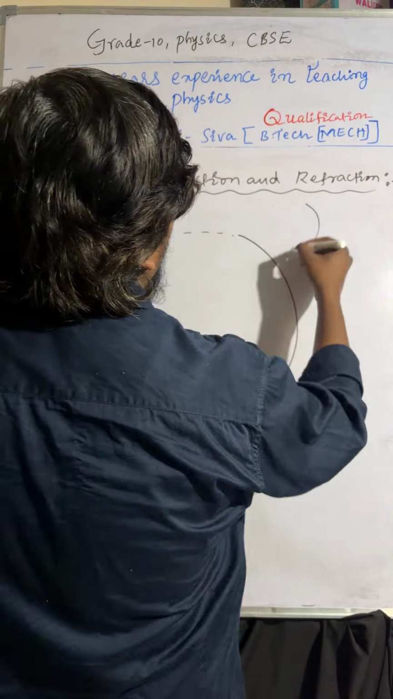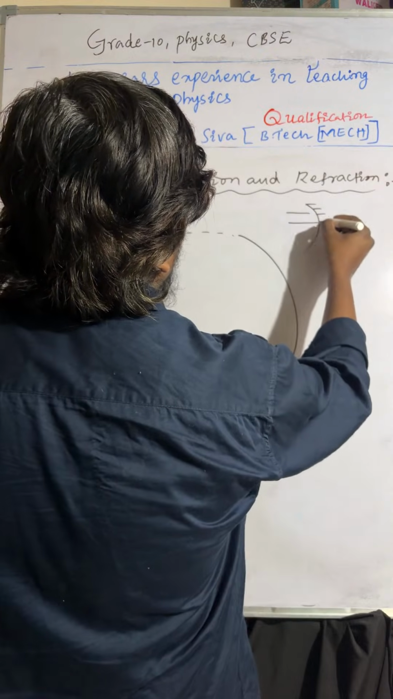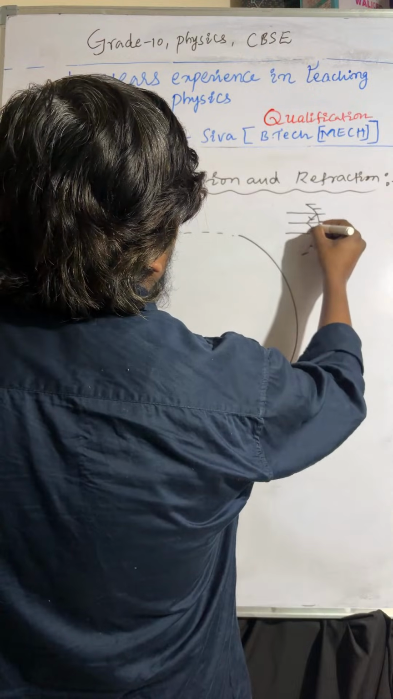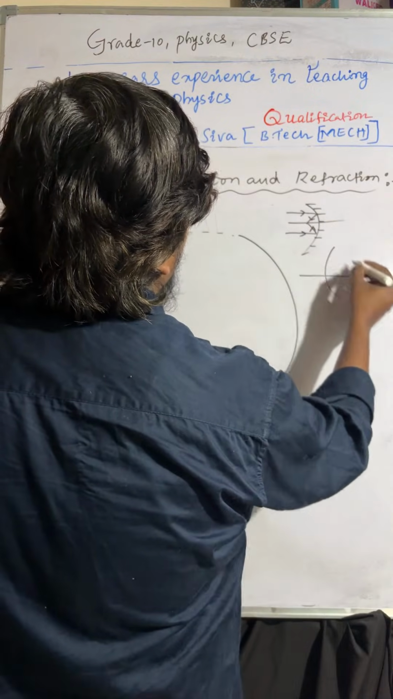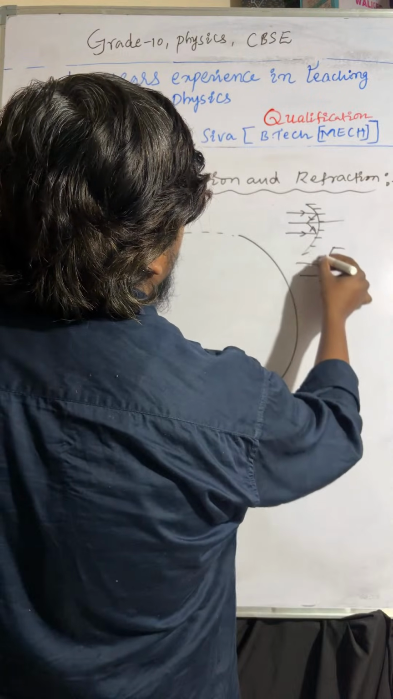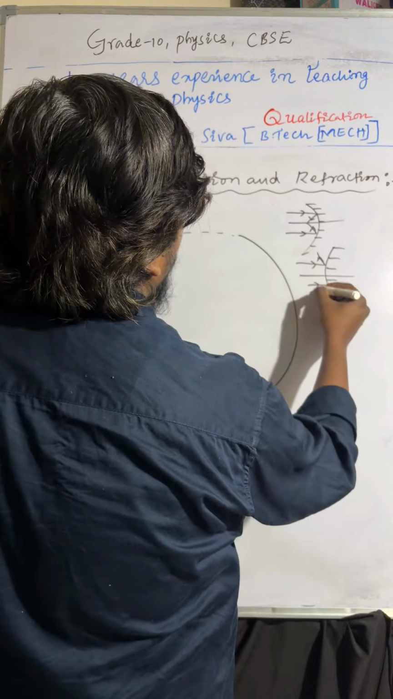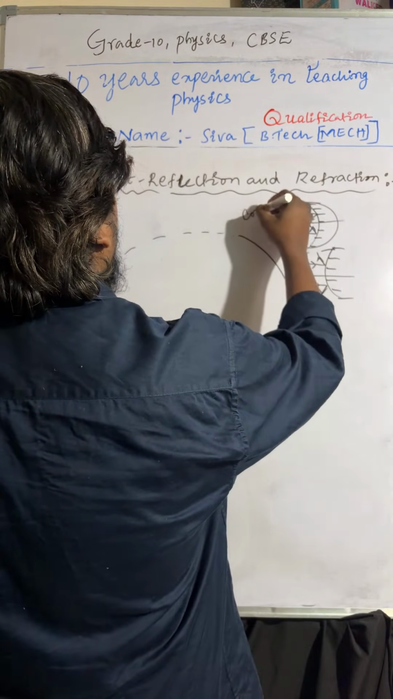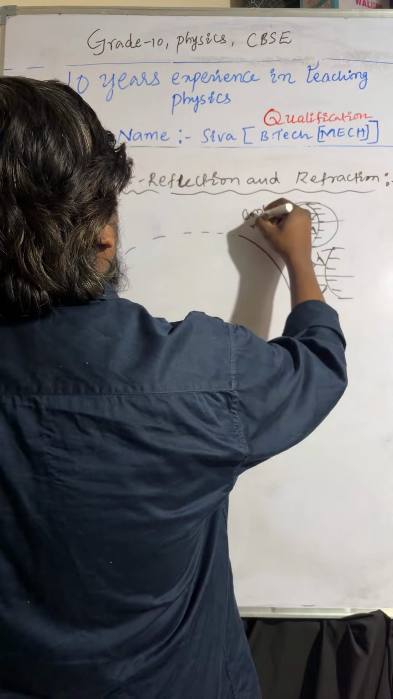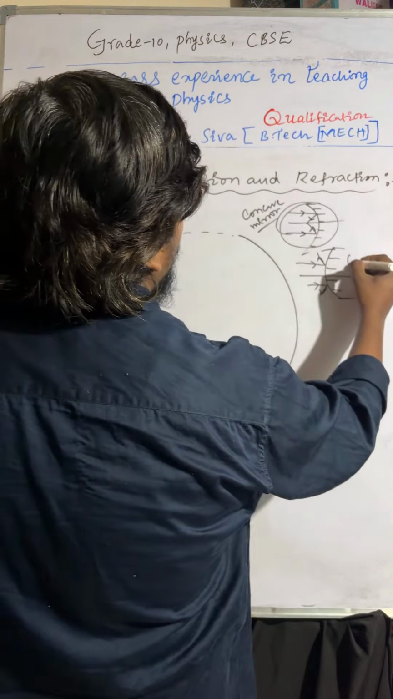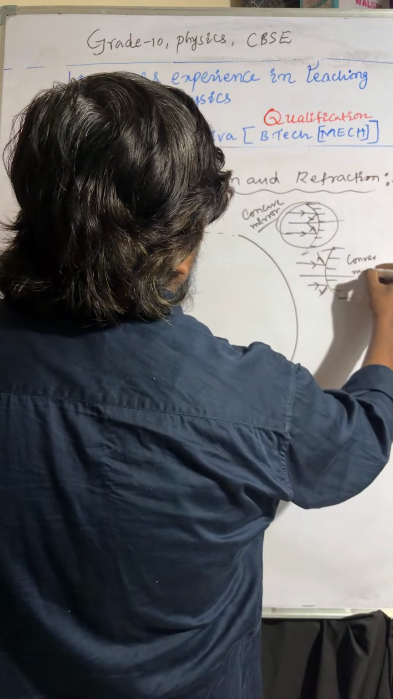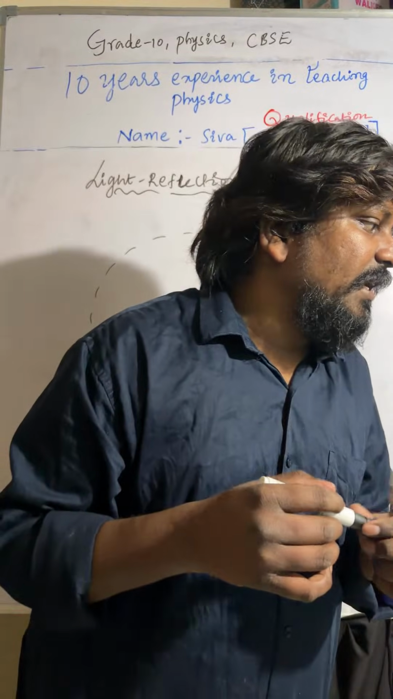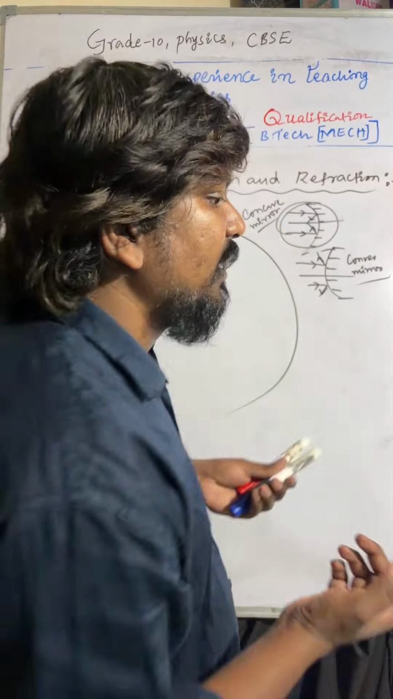When reflection takes place inward, that is called a concave mirror. When reflection takes place outward, that is known as a convex mirror. Understood? I hope it is very clear. Reflection takes place inward, concave. Reflection takes place outward, convex.